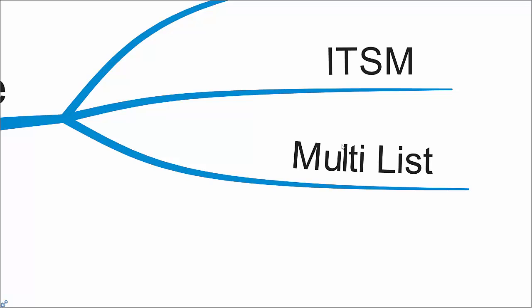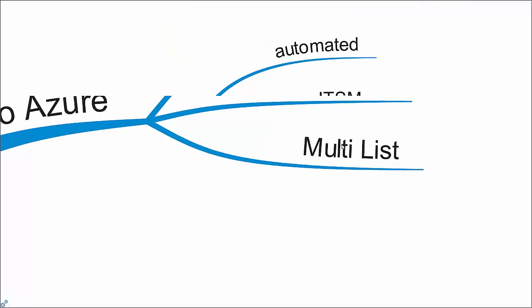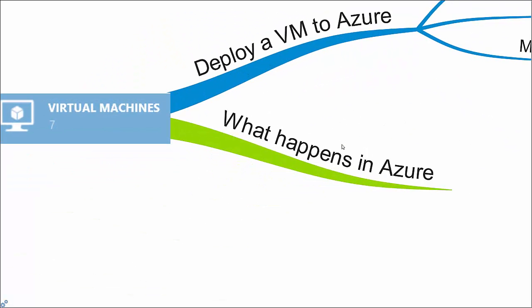But in this environment, we're going to give you lots of drop-down lists. We're going to do some custom authoring to allow you to put in drop-down lists. You're going to be able to work with them from there. So what we're going to do is first of all look at what happens in Azure.